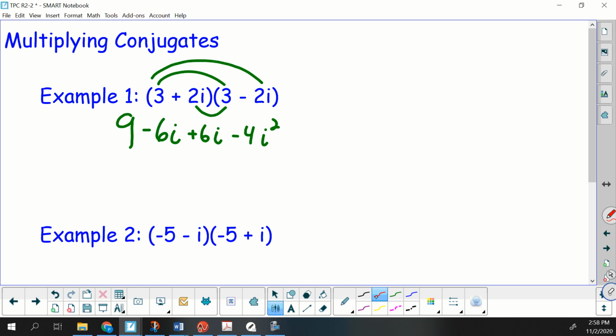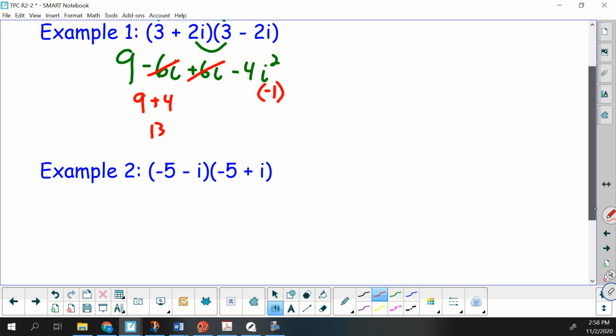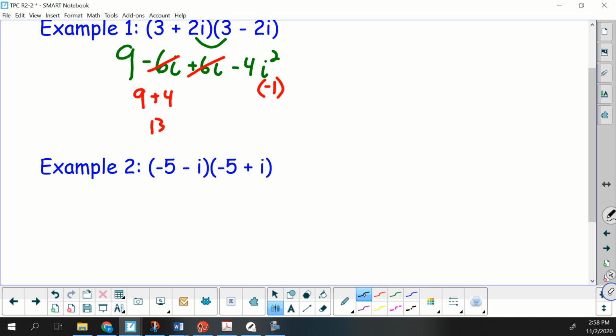Well, the key thing to notice with conjugates is that those middle terms add to 0. Negative 6i and positive 6i, those are now 0 and they're gone. Remember, i squared is negative 1. Negative 4 times negative 1 is positive 4, so we just get 13 back. So when you multiply conjugates, you should end up with a real number, okay? Not a complex number. Complex number means part real, part imaginary. We should get just a real number back when you multiply conjugates together.